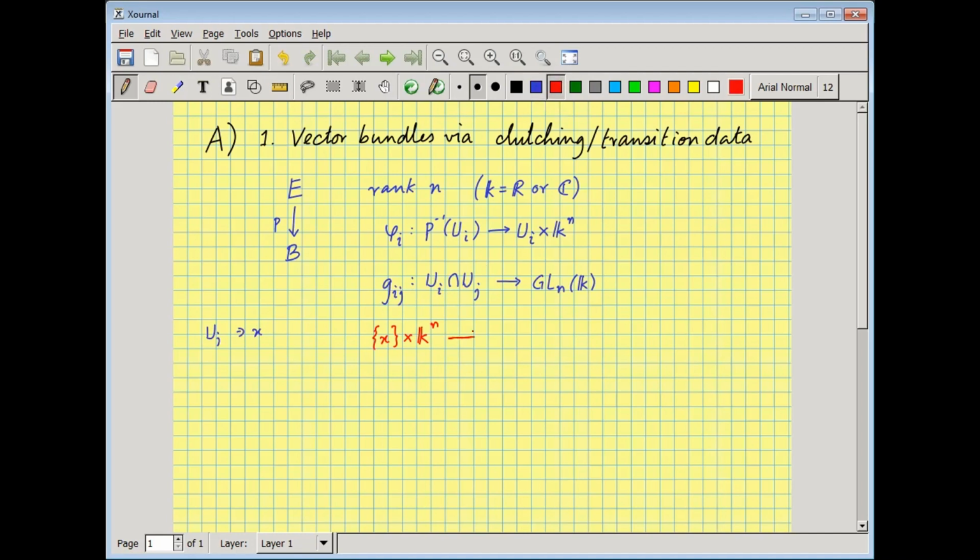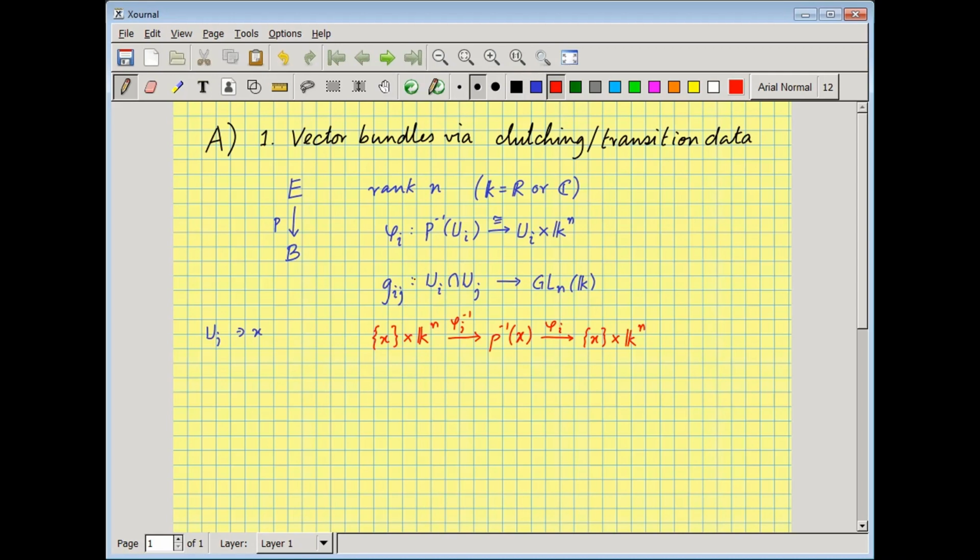So now what you could do is use phi_j inverse to land into p inverse of x. This is a homeomorphism, and restricted to fibers it's a linear isomorphism, compatible with the projection map on both sides. From here, you can apply phi_i, and by the trivialization this lands you in x cross K^n. Since both these maps are linear isomorphisms, the composed map is a linear isomorphism, and it varies smoothly or continuously with x, as the case may be. So this is a continuous map from the intersection to GL_n of K.